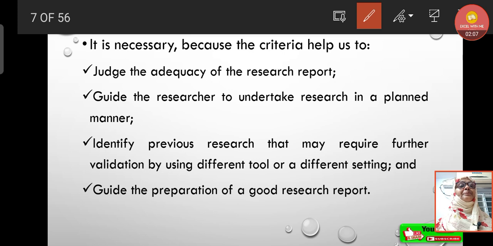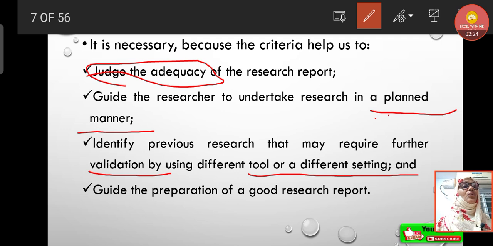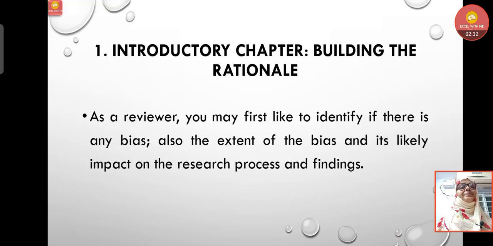First is to judge the adequacy, whether it is adequate or not. Then planned manner, to undertake anything in a planned manner. Then previous research validation, so that we can take different tools or a different setting. It will guide us in a good research report.